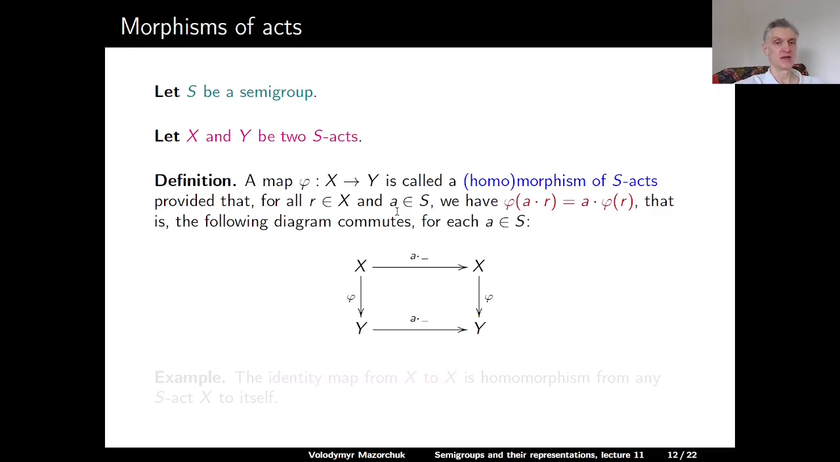In other words, the following diagram commutes for all A in S. We have X, and then we can apply A dot to come to X, and we can apply phi to go to Y. Alternatively, starting from X, we go to Y by phi, and then from Y to Y we go by A dot blank. So this diagram should commute for any A. For example, the identity map from X to X is a homomorphism from any S act X to itself.